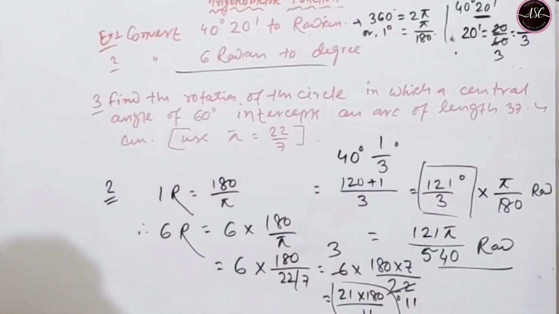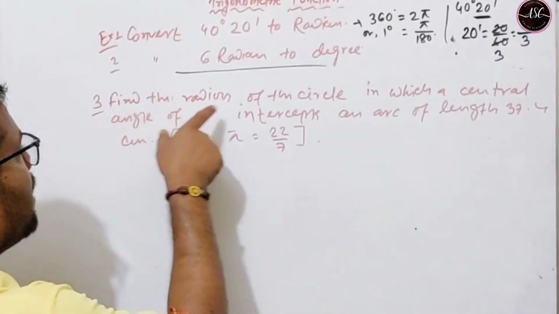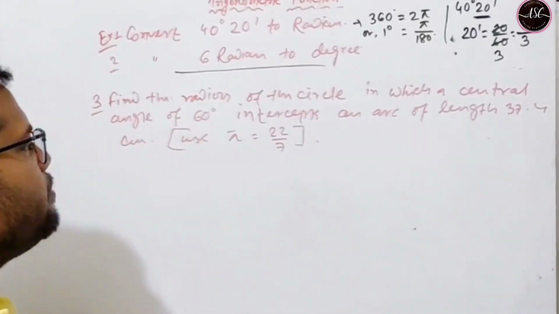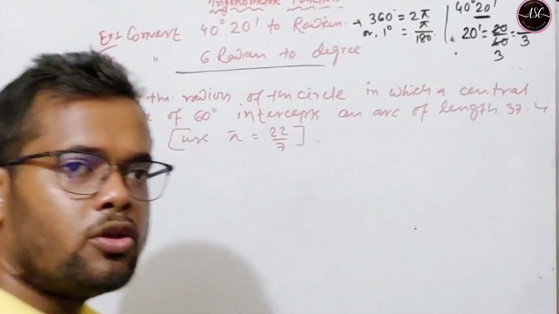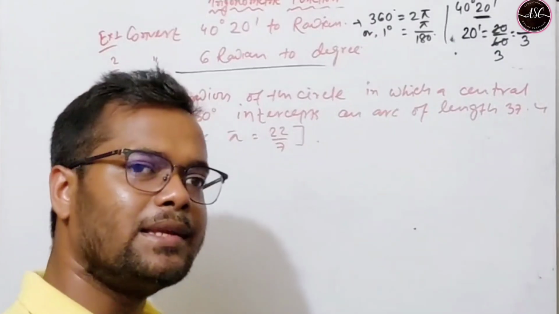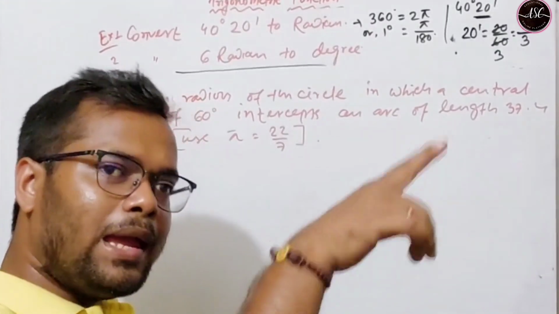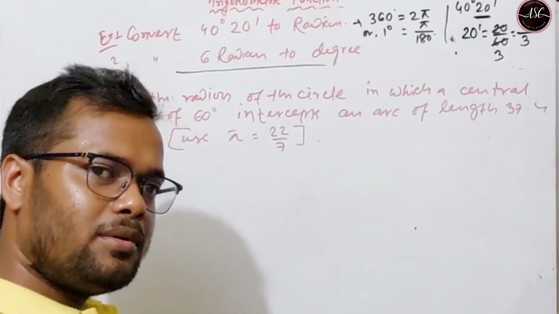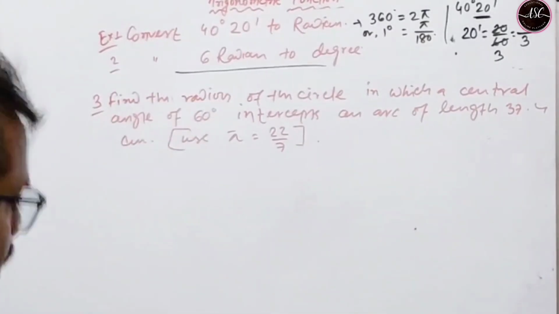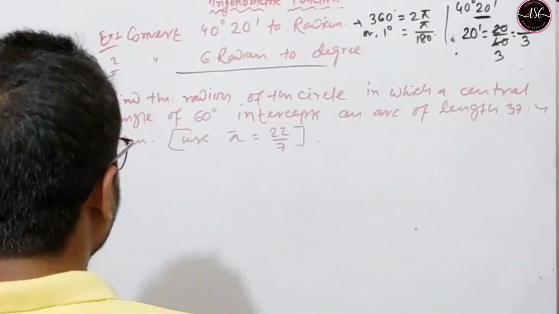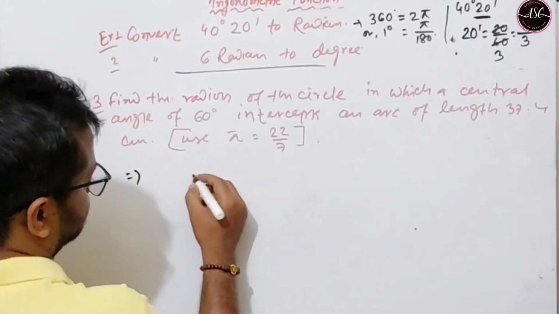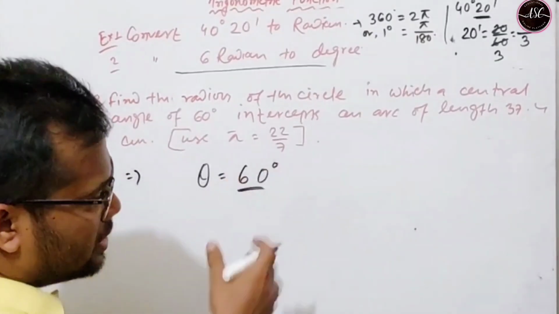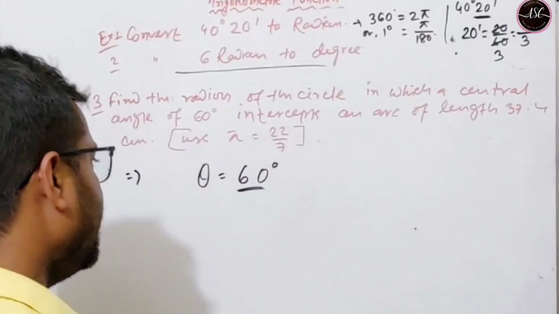Now question number 3. Let's look at this question. Find the radius of the circle in which a central angle of 60 degree intercepts an arc of length 37.4 cm. Use pi equal to 22 by 7. Here we are going to find the radius. We have seen the formula L is equal to r theta, where theta is the radian measure of the angle. Here theta equal to 60 degree, so we first convert this 60 degree to radian.